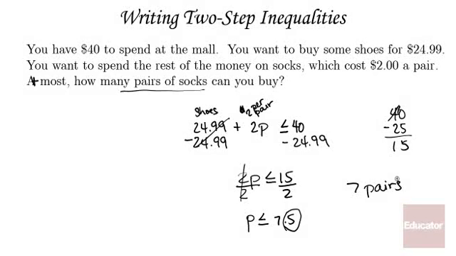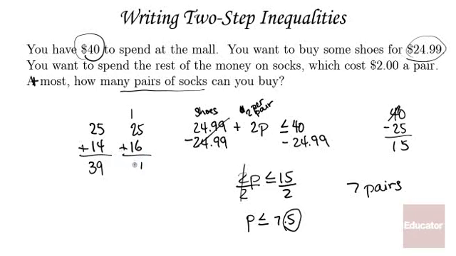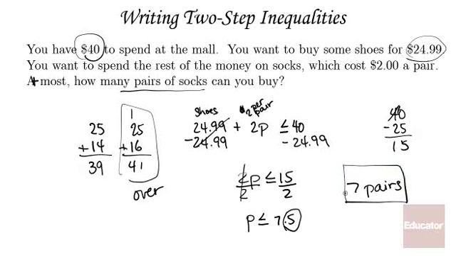Let's work backwards and check. If I take the $24.99 and estimate that to $25 and then buy 7 pairs of socks at $2 a pair, that's $14. If I add that up, I get $39, and that's very close to the $40. If I had bought 8 pairs, I would have had to pay $16, and as we can see, that would have been over our allotted budget. So we had an extra dollar left over because we only spent $39 and we were able to buy 7 pairs of socks.